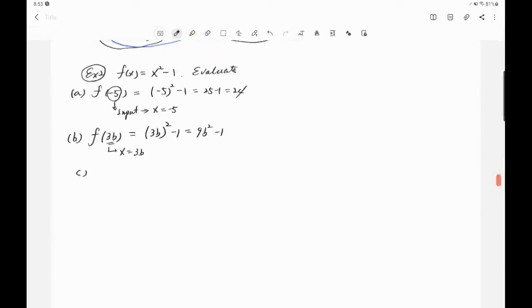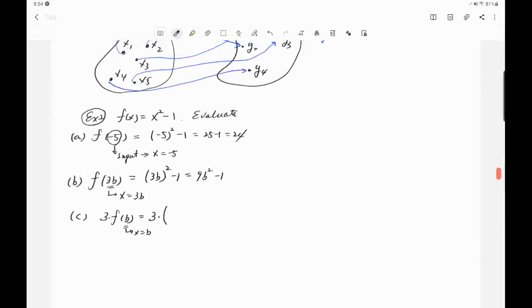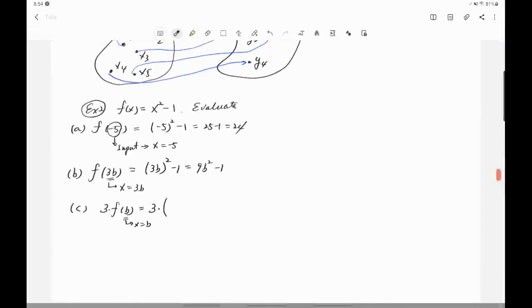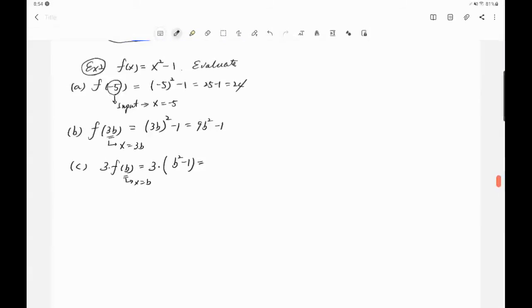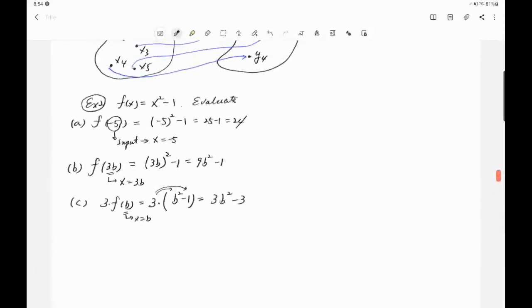All right, let's try another one. 3 f of b. Okay, 3 f of b means 3 times f of b, right? So x value, replace x with b. I'm going to put parenthesis because f of b is an expression, x squared minus 1, and then put b, so b squared minus 1. So that equals, now distribute, so 3b squared minus 3. Can you see it? Replace.